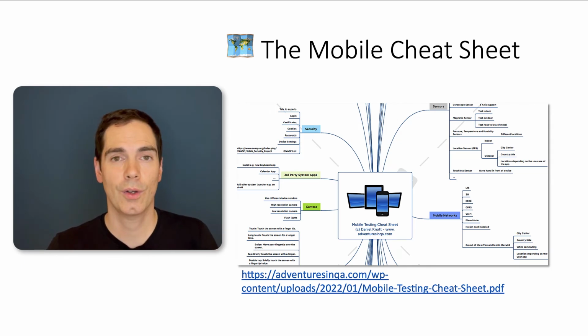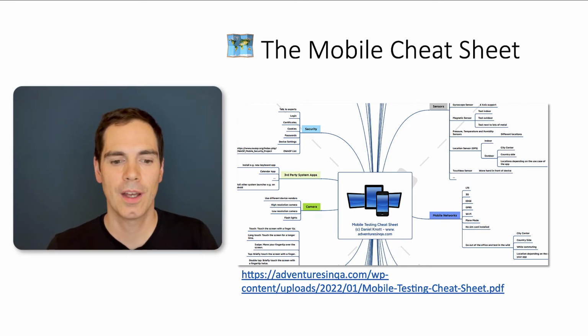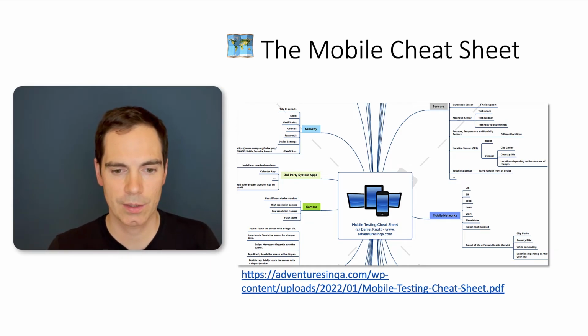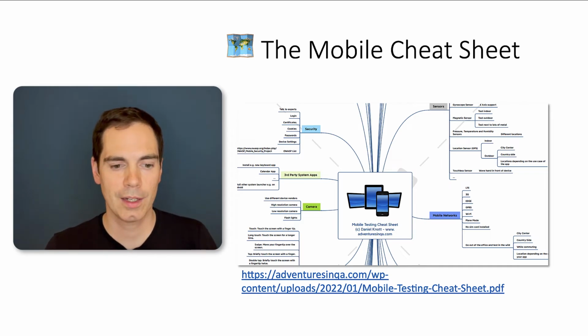The mobile cheat sheet. Also, if you haven't seen my video, I highly recommend you take a look at the video I created some years ago, and I even updated it a couple of weeks ago, the mobile testing cheat sheet. It's basically a really big mind map that I created, and it contains lots of different categories. So what you can see here, it covers sensors, mobile network, camera issues, third-party system apps, security, and there's even more. You can follow the link in the video description to get the cheat sheet and to use it in your team space, for example.